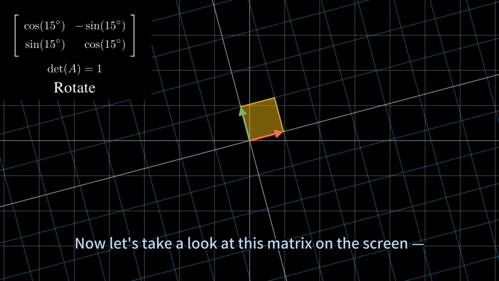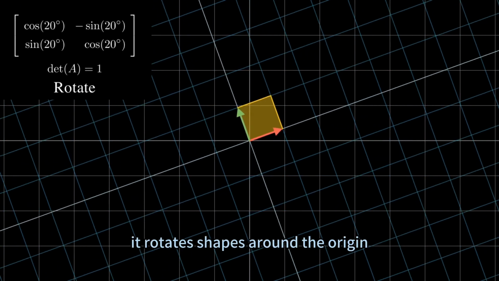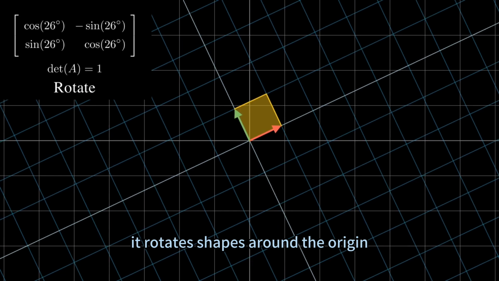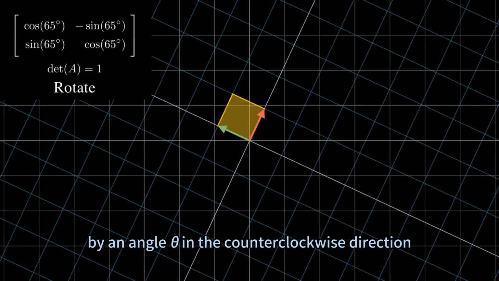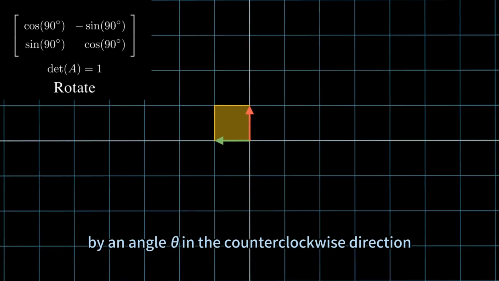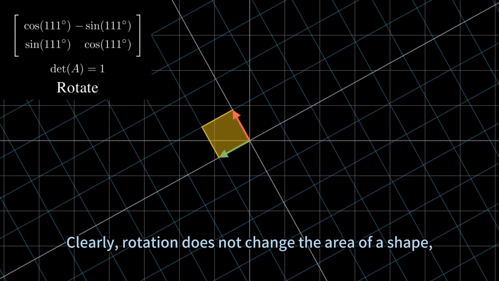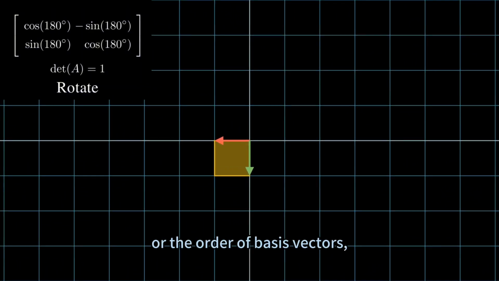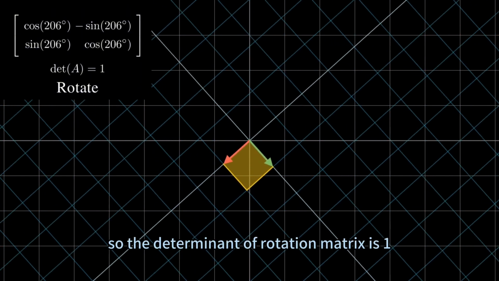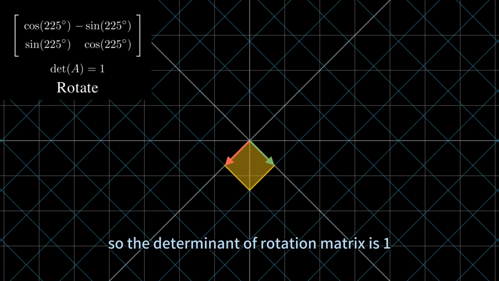Now let's take a look at this matrix on the screen. It rotates shapes around the origin by an angle theta in the counterclockwise direction. Clearly, rotation does not change the area of a shape or the order of basis vectors. So the determinant of the rotation matrix is 1.